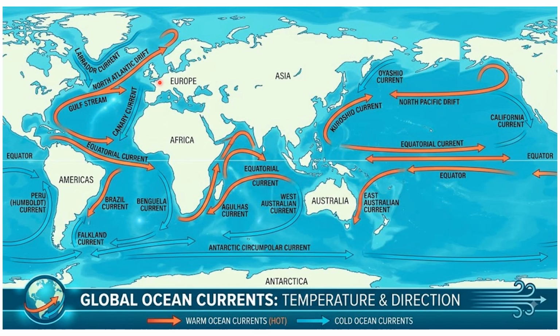Then Canary current, this is also a cold current. Venezuela current, Falkland current is also a cold current, and Peru Humboldt current. This is also a cold current. You just try to see the equatorial line. You have to understand that mostly the currents coming from or flowing from the north and south poles are mostly cold, whereas those flowing near the equator are warm currents.